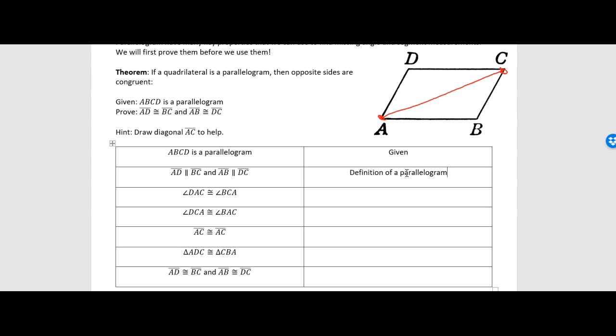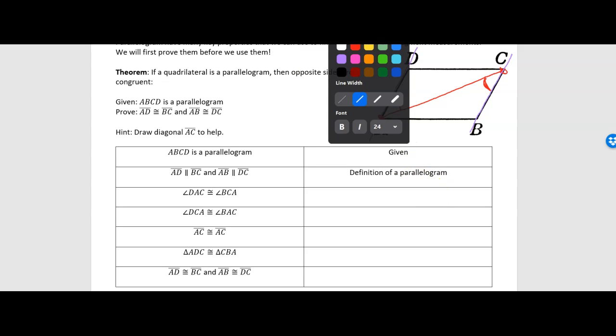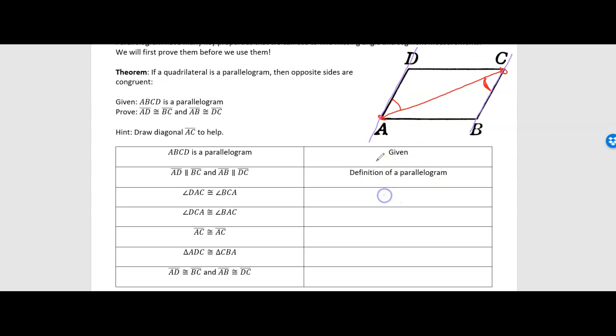Again, definition of a parallelogram, that's what we talked about above. Then we are told that angle DAC is congruent to angle BCA. So let's mark those. Why could those possibly be congruent? Well, we just proved that BC and AD were parallel. If those are parallel, then alternate interior angles must be congruent.